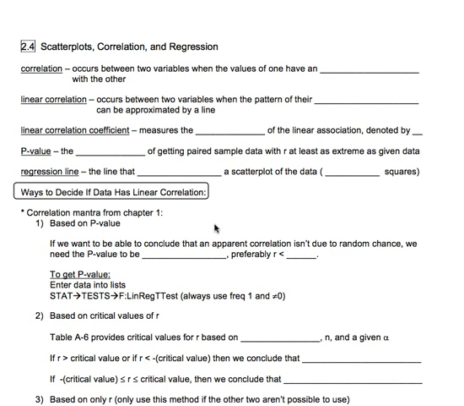So today we're going to be talking about scatterplots, correlation, and regression, some of which you did in Algebra 1, and then we're going to be adding a lot more details to what you learned way back in that class. So correlation occurs between two variables when the values of one have an association with the values of another.